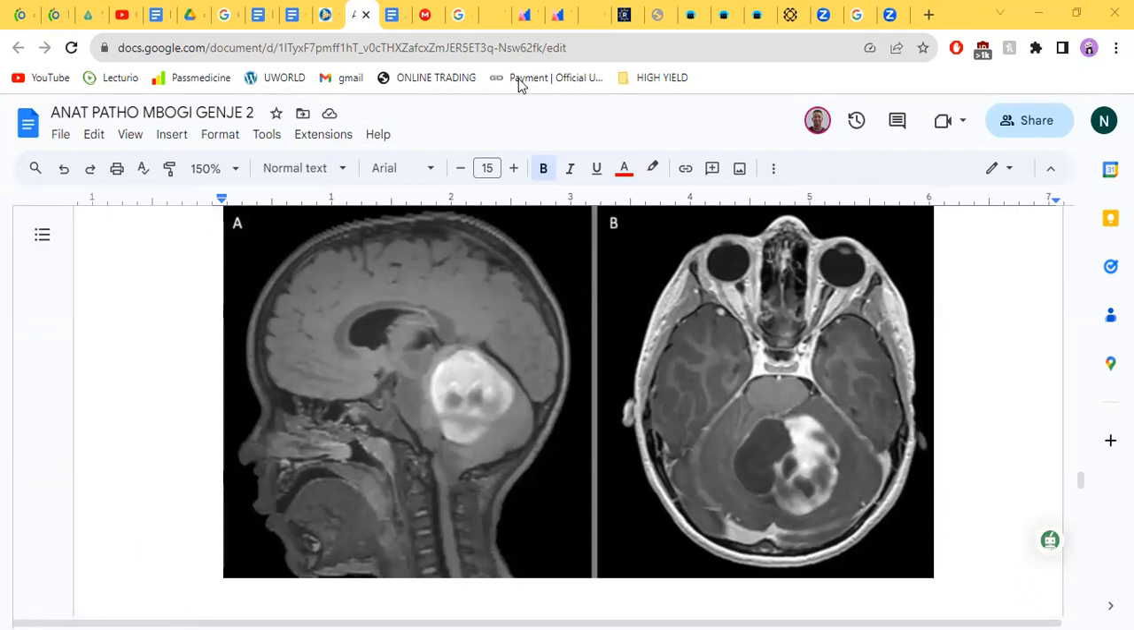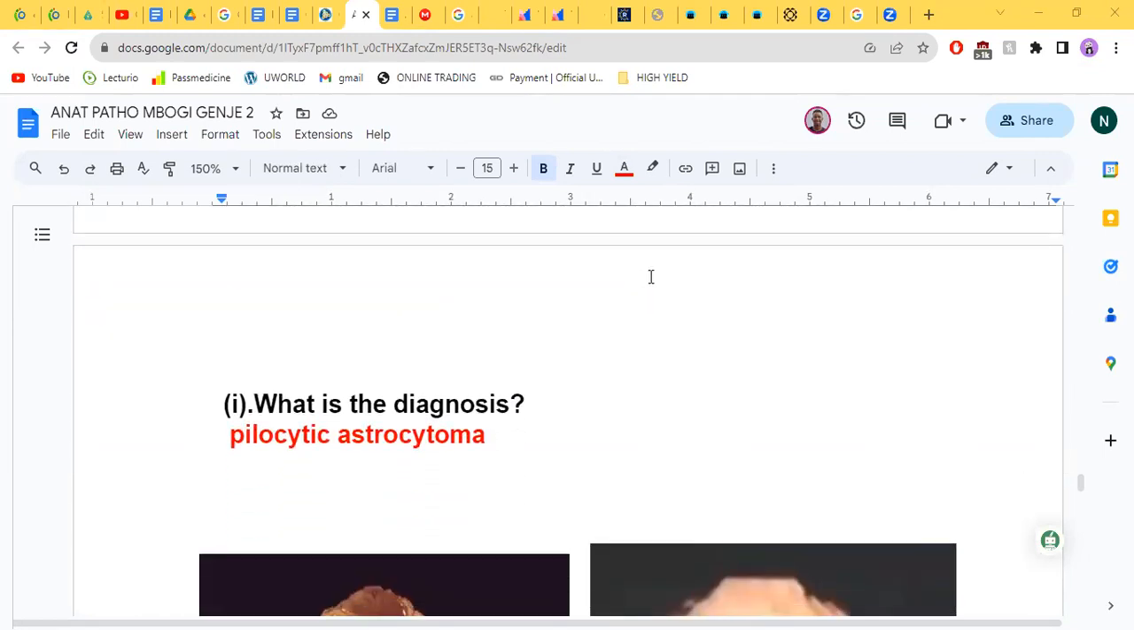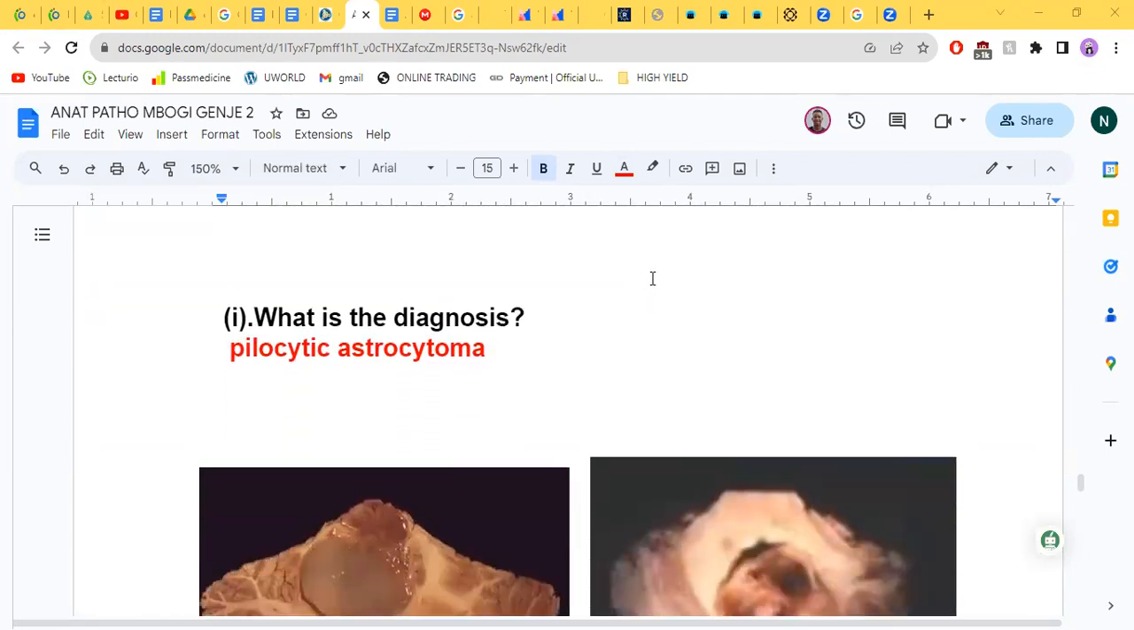Any tries? An astrocytoma. Any more tries? Okay, so maybe we can go down. So the answer is pilocytic astrocytoma.